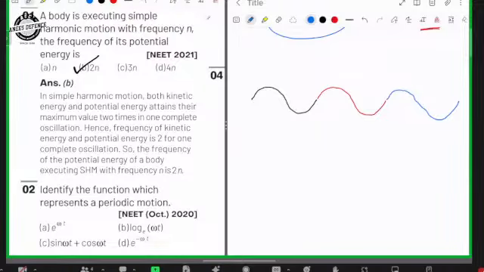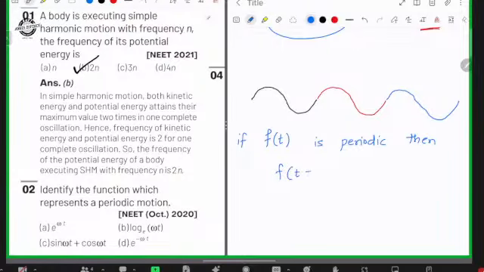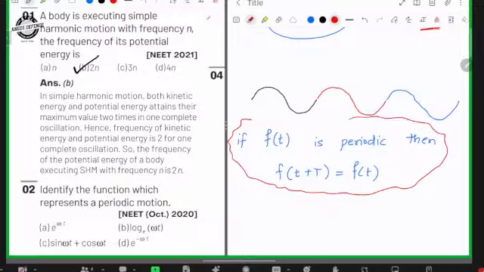So how can we write this mathematically? Suppose there is a function f of t. Any function can be given. If f of t is periodic, then f of t plus T would be equal to f of t. Understand this condition. It is a very important condition to decide whether the function is periodic or not. If this condition is satisfied, f of t plus T equal to f of t, then the function is said to be periodic.